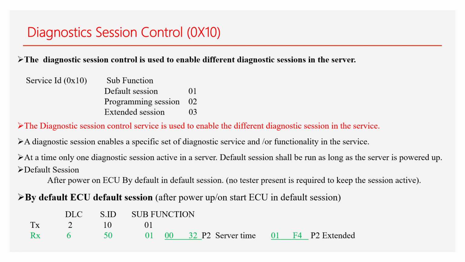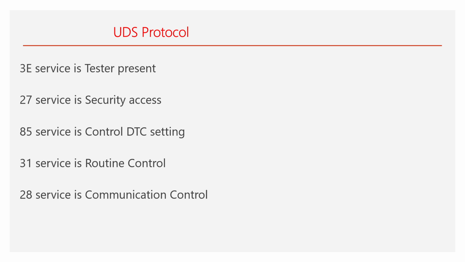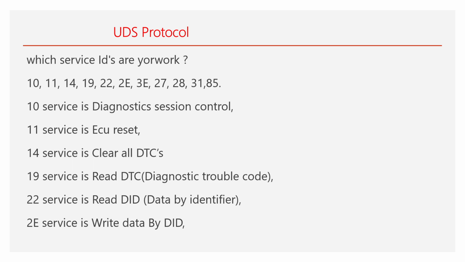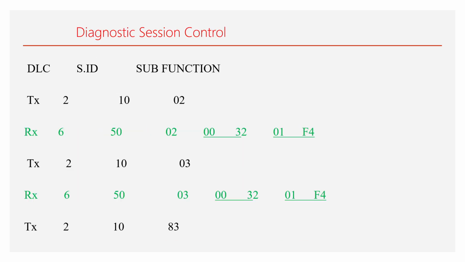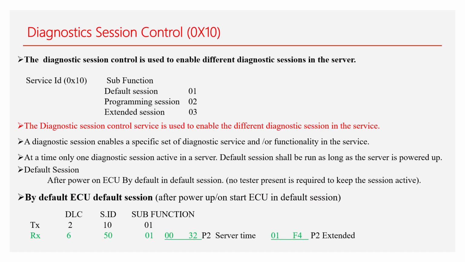These are different, and the remaining services are 11 service, 14 service, 19 service, 22 service, 2E, 3E, 27, 28, 31, 85. For this type of service, or to access all the services in CANoe, we have to use the extended session. In this extended session we can access all the services.